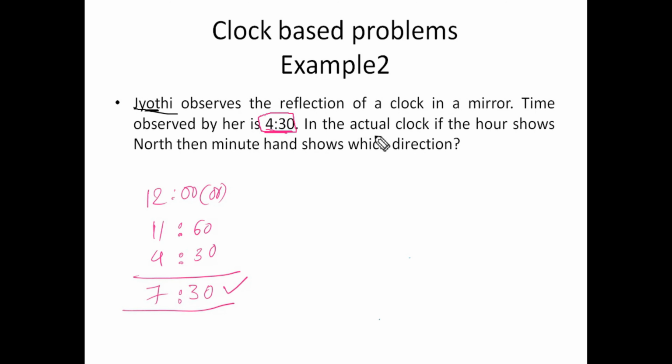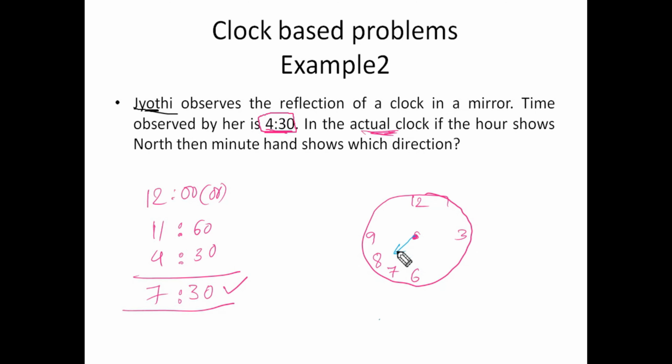So here the question is, in the actual clock, means at 7:30, if the hour hand shows north, then the minute hand shows which direction? So see, in this actual clock, this is 12, 3, 6, and 9. This is 8, and it is 7. At 7:30, our hand is on number 7? No, it is not on number 7. It is exactly between 7 and 8.